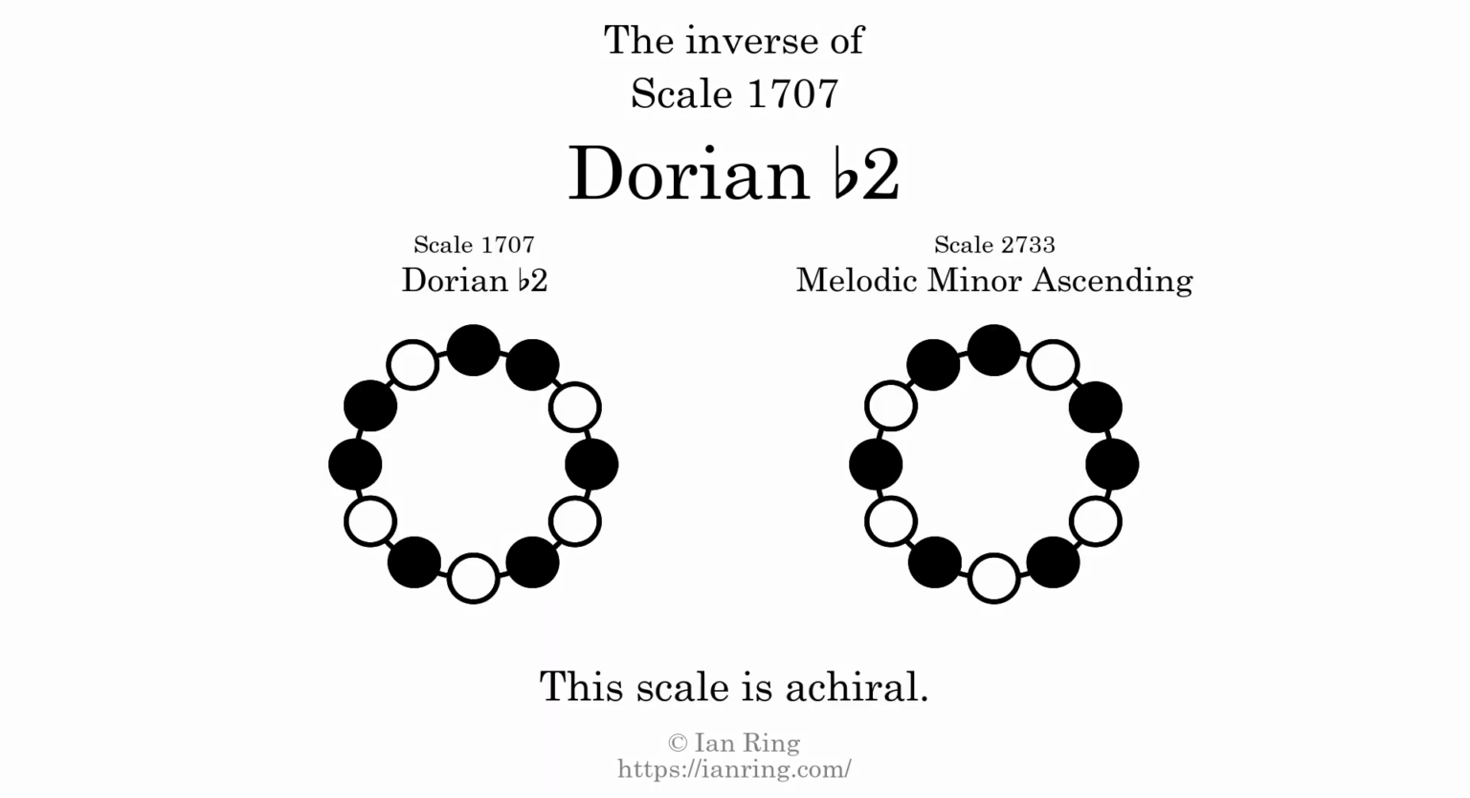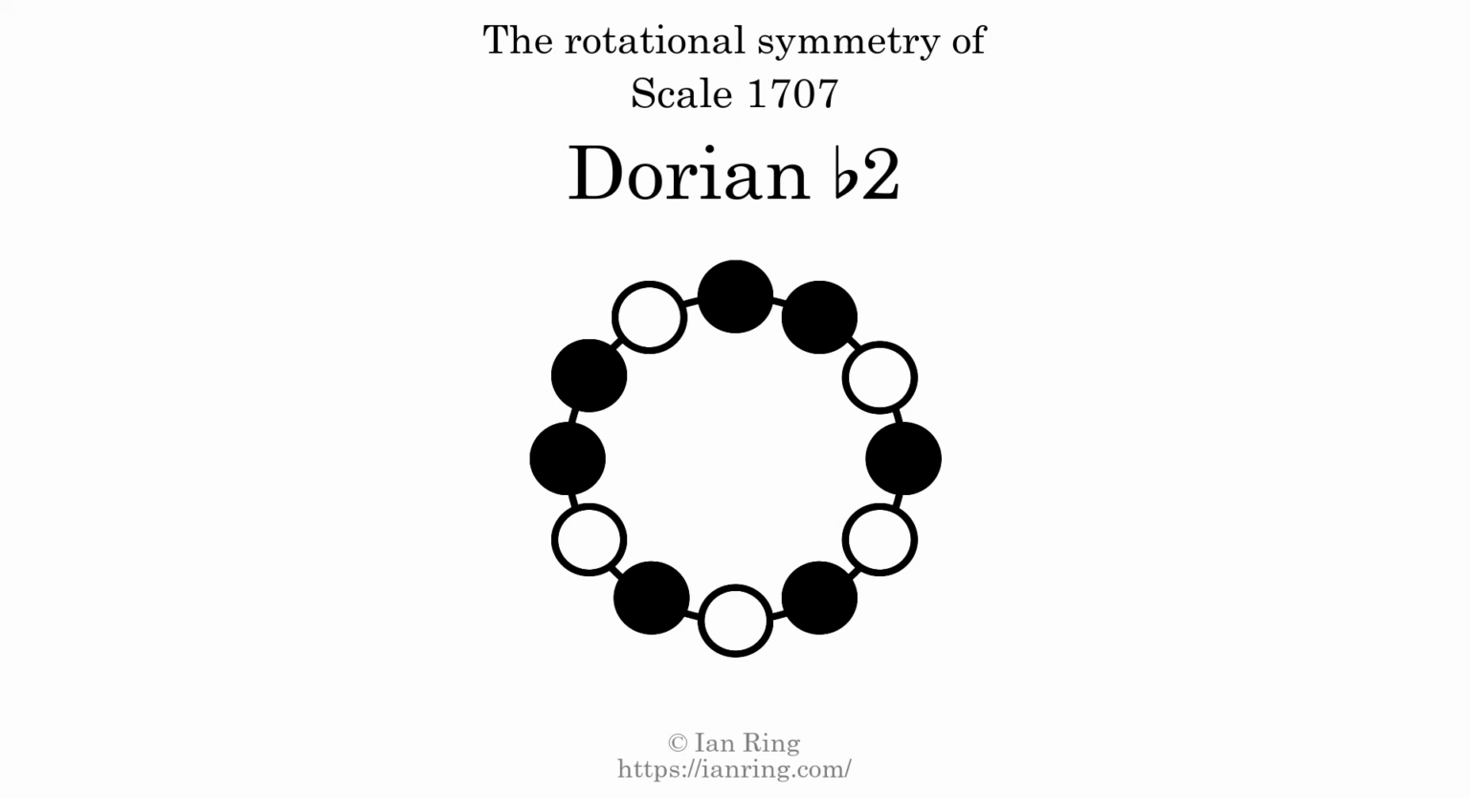The inverse of a scale is a mirror image. It is what you get when the sequence of intervals is reversed. The inverse of this scale is scale 2733, also known as melodic minor ascending. This scale is achiral, since it can transform into its own reflection by a rotational transformation. This scale has no rotational symmetry.